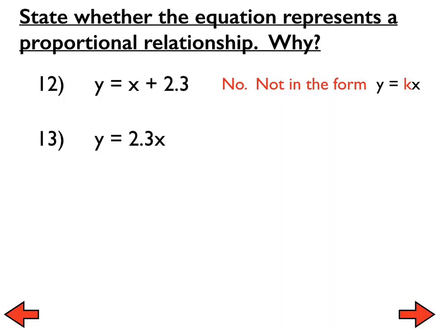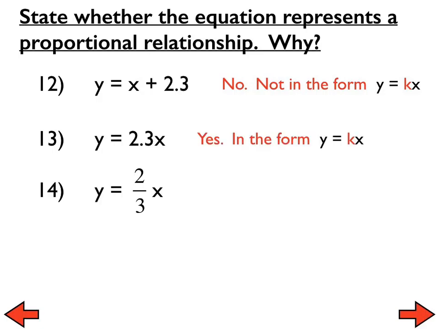Number 13, yes or no? Yes. How do you know? X is all by itself as an individual. Exactly. This is y equals kx. K is whatever your constant number is, and there's nothing else at the end. So this one is correct.